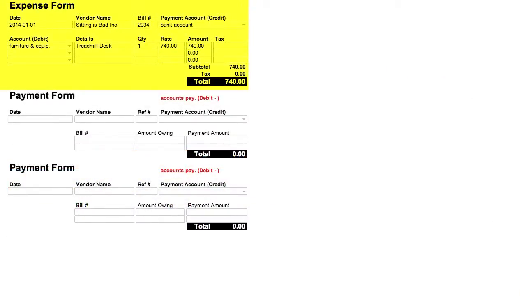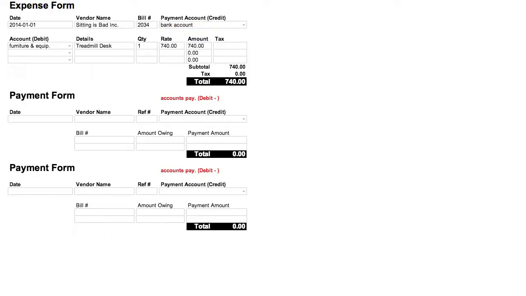This is what a typical accounting software expense entry form looks like. You choose how an expense was paid for by crediting a payment account. You choose the expense itself by debiting an account. In Akko's case, she paid for her treadmill desk using two different accounts, but there's only one payment account field. This is how she can enter the expense.